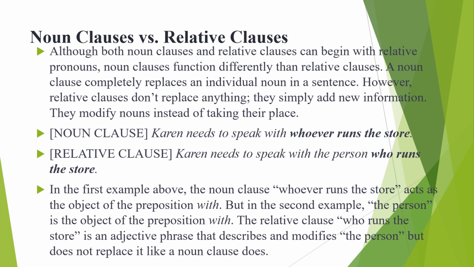Noun clauses versus relative clauses. Although both noun clauses and relative clauses can begin with relative pronouns, noun clauses function differently than relative clauses. A noun clause completely replaces an individual noun in a sentence. However, relative clauses don't replace anything, they simply add new information. They modify nouns instead of taking their place. So this is one of the most important examples of the difference between them.